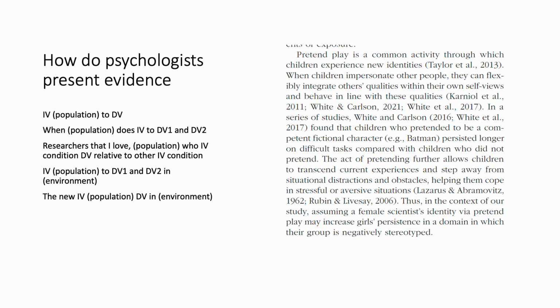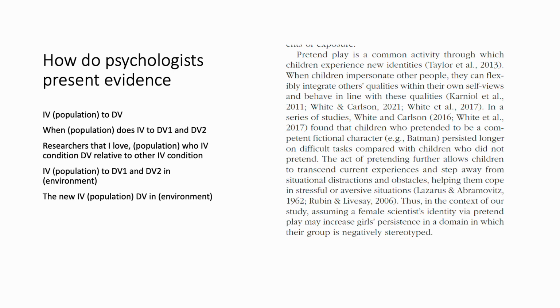Do you see a pattern? This IV on this population leads to changes in 2 different DVs in this specific environment. Thus, this new IV that we're making should impact this specific population, particularly this DV in this specific environment. Right? Do you see a pattern here? Describe the IV, describe the DV. Sometimes describe the population. It's very important in this paper. It's on kids. You don't always have to do that. And sometimes describe the environment. Didn't always happen, right? But if you notice, this is how we present evidence.